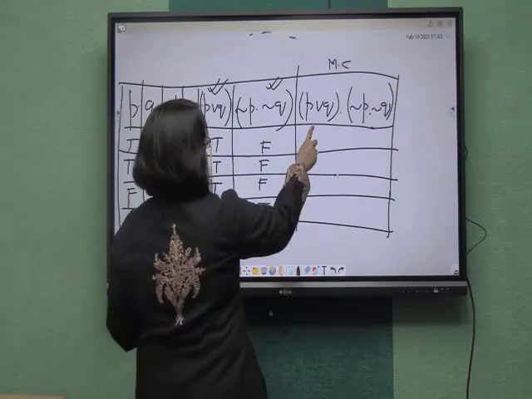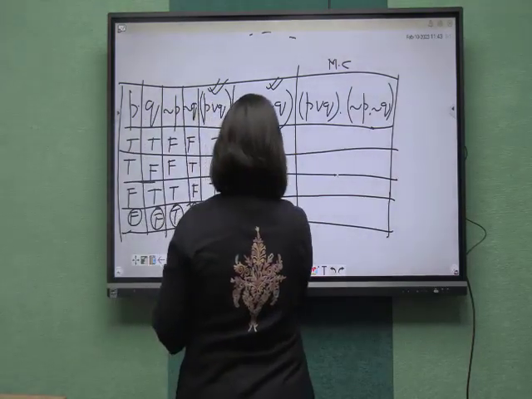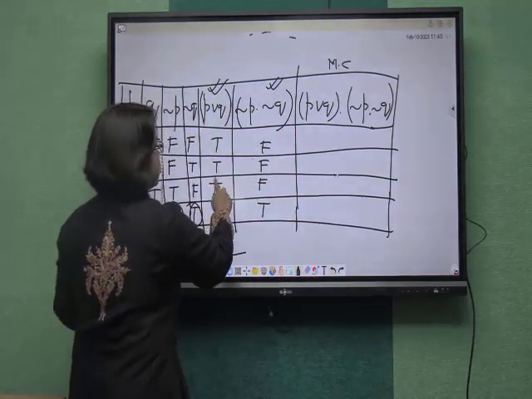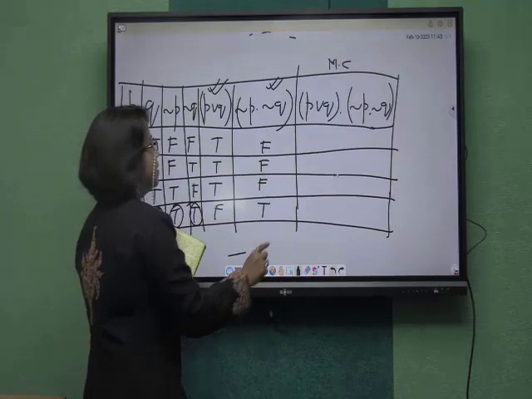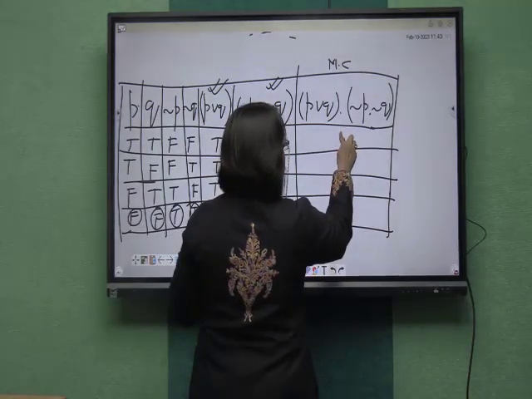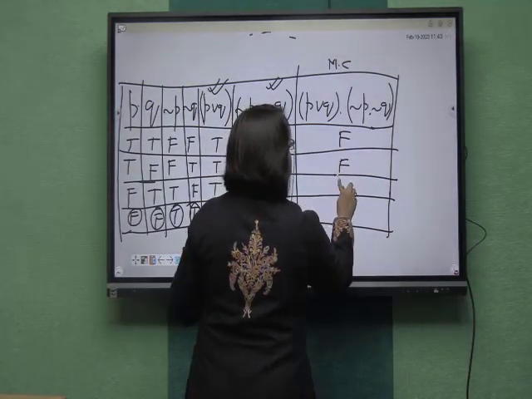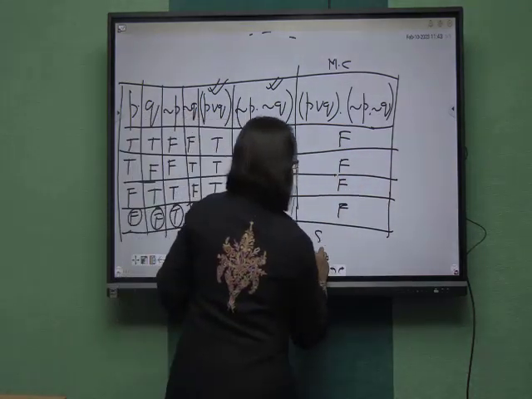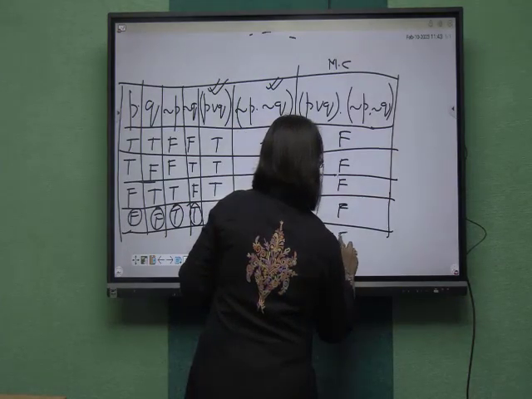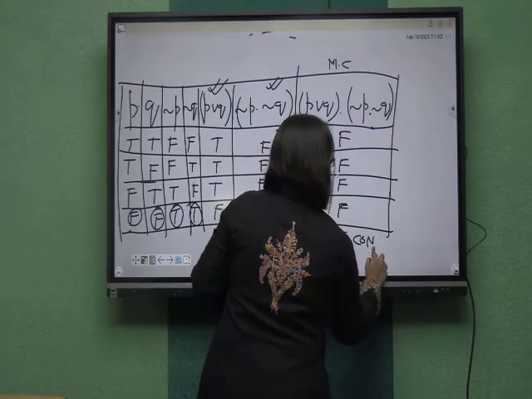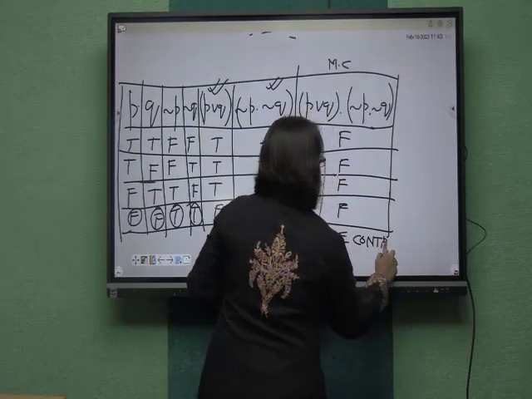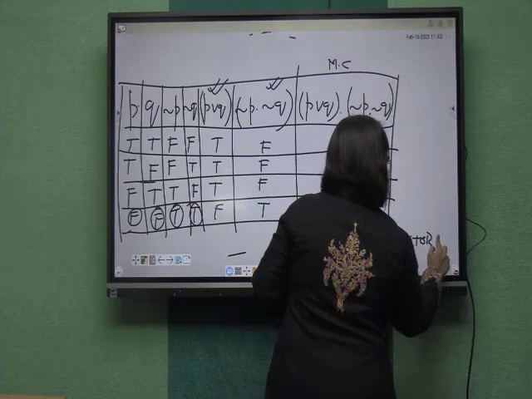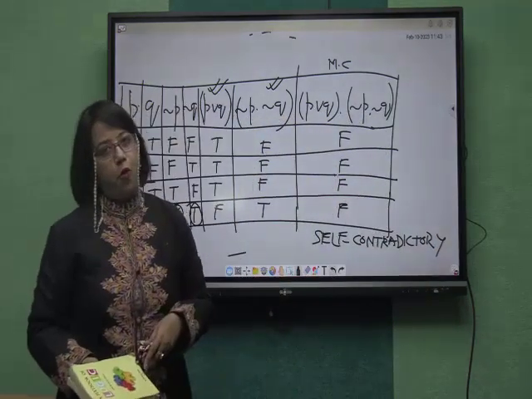So let's now see where this is happening. It's not happening in any of the instances. See, it's true, false, true, false, true, false, false, true. Therefore, what do I write here? I write false in all the 4 rows. So this is the example of a self-contradiction. This is a self-contradictory statement form.